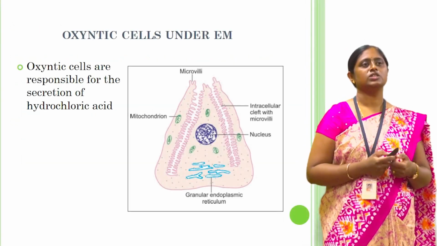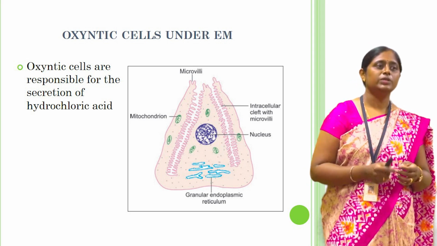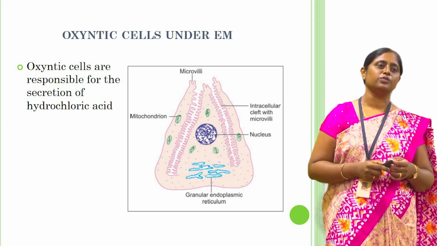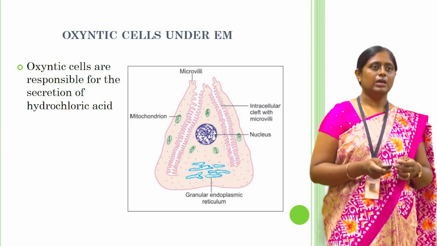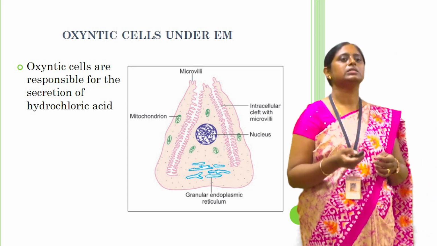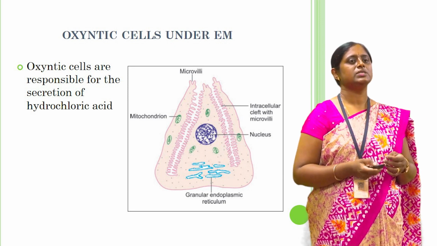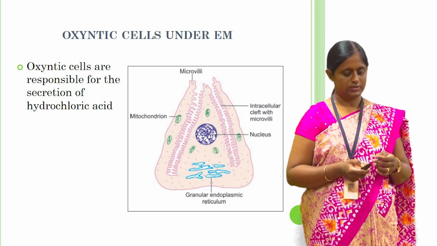And this is the electron microscopic view of the oxyntic cells, which are responsible for the secretion of hydrochloric acid. As we have discussed, the structure of the oxyntic cells mainly consists of the nucleus, the mitochondria. All the cell organelles are present similar to any cell.